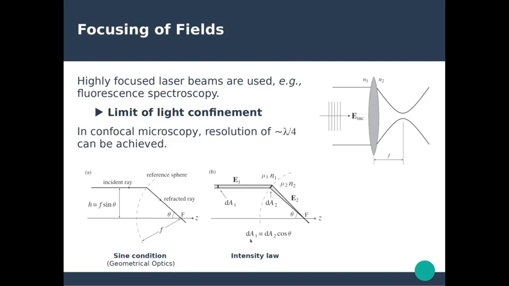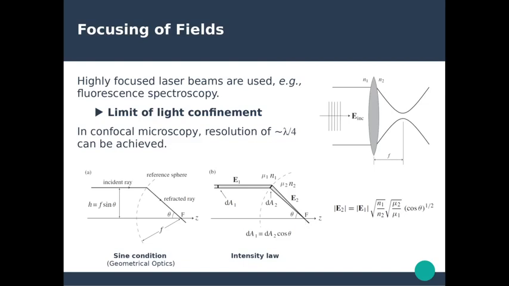You need also to consider this intensity law, which is looking at how much energy is transported by the conjugate ray and how much energy is actually outgoing from the optical setup, and it's just energy conservation. So you can actually end up showing that the fields must satisfy this relationship.